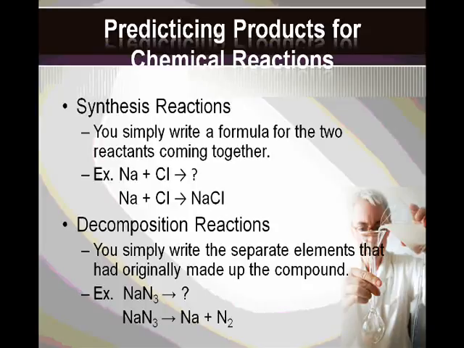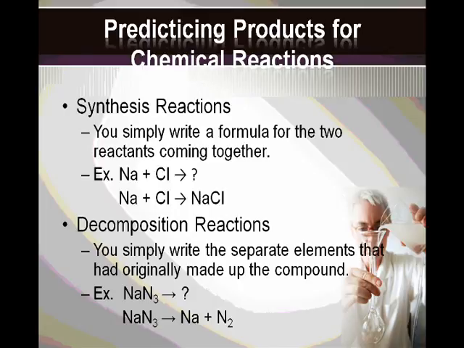Now, let's look at what it should be. It should produce sodium, and then it should produce nitrogen by itself. And remember, when nitrogen is by itself, it's in the form of N2. There's always two of them together because it's one of our diatomic molecules.